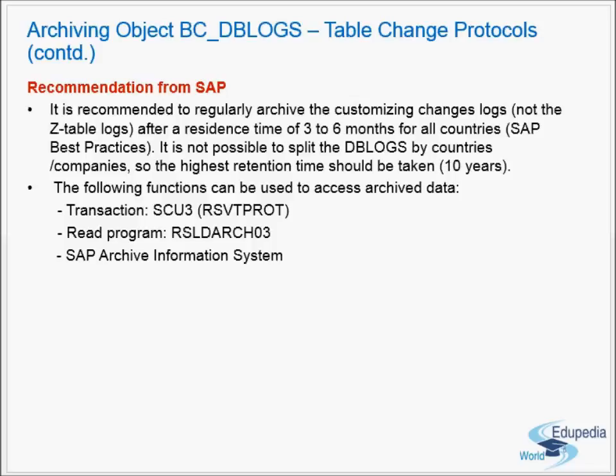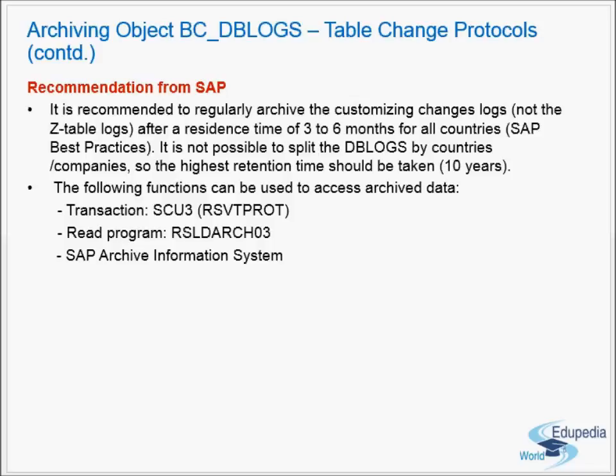So archive the important tables, and keep the retention time for archiving as 3 to 6 months. So after 3 to 6 months, you please start archiving the old data. Whatever data is older than 3 or 6 months, whatever value you choose between 3 to 6 months, you archive it.